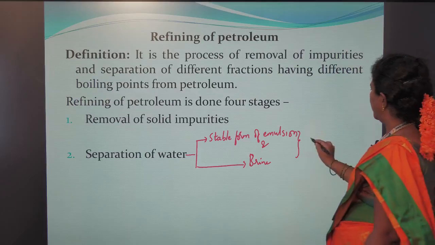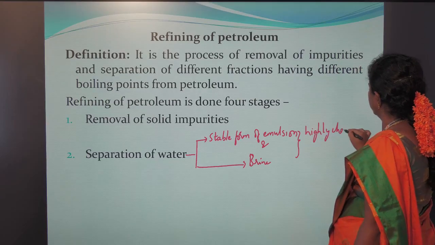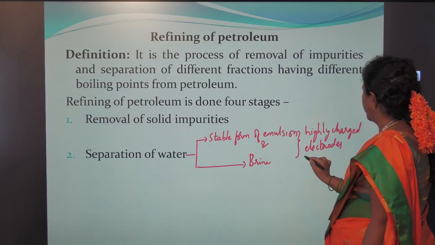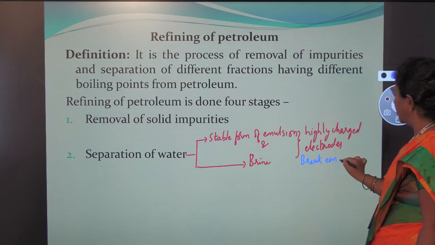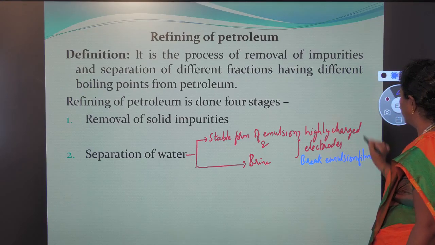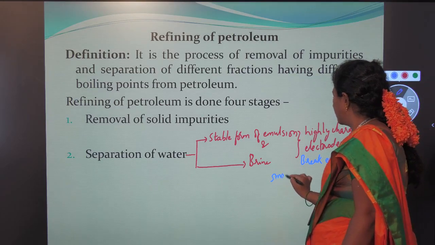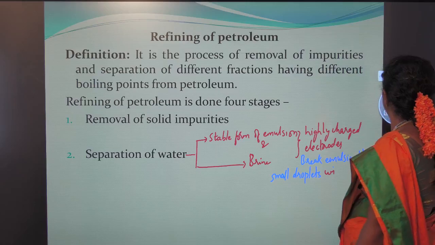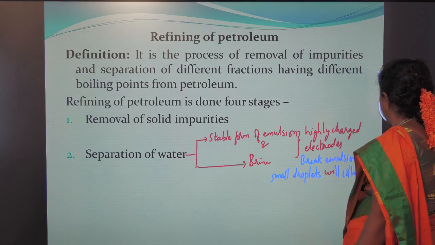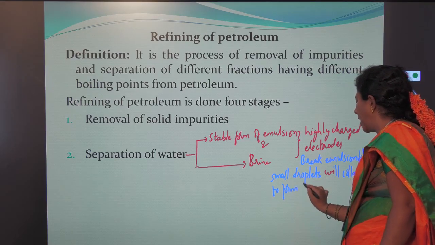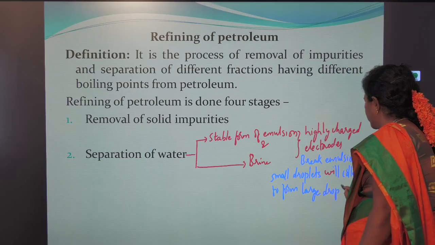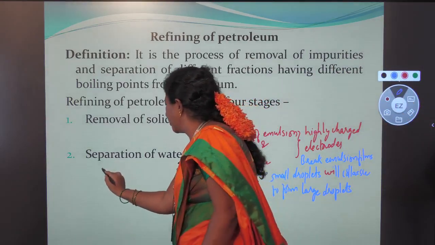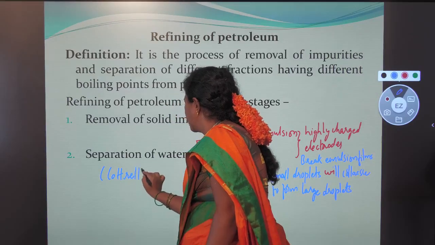When this is passed between highly charged electrodes, these will break emulsion films. Not only that, small droplets will coalesce to form large droplets, and they will get separated from oil. So this method of separation of water is called Cottrell's process.